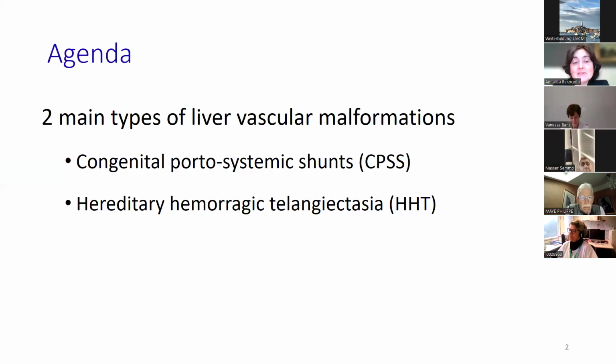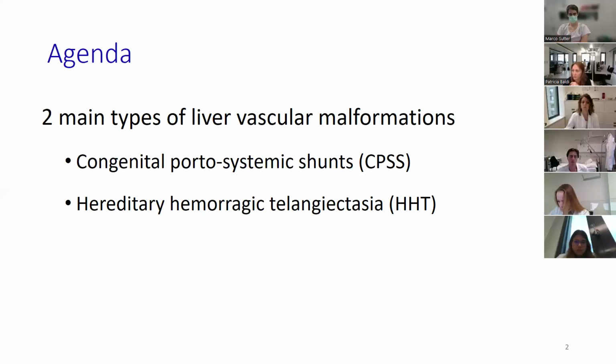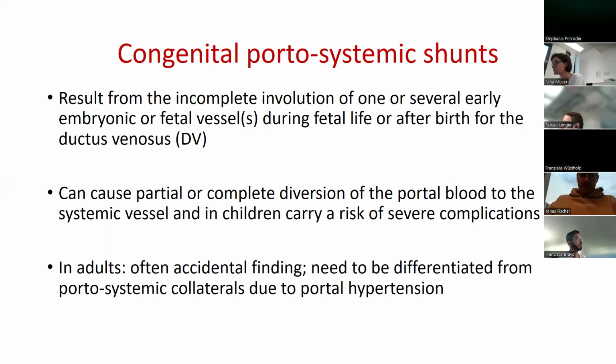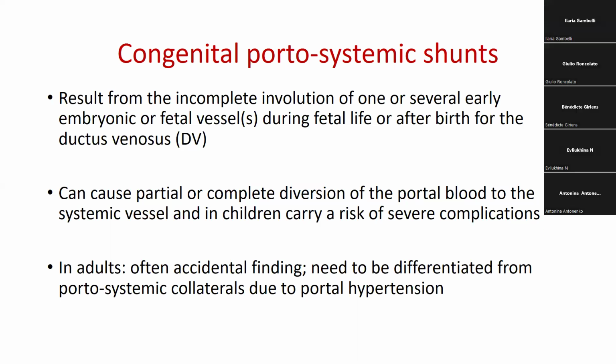So there are two main types of liver vascular malformation, and these are congenital portosystemic shunts and hereditary hemorrhagic telangiectasia, and we will go through them separately. So first of all, congenital portosystemic shunts are congenital malformations that result from the incomplete involution of one or several early embryonic or fetal vessels that are present during fetal life or after birth for the ductus venosus.